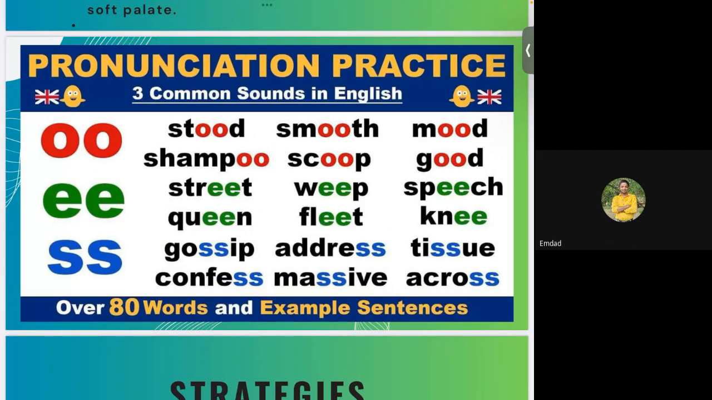Stood, smooth, mud, shampoo, scoop, good, straight, whip, speech, queen, read, knee, gossip, address, tissue, confess, massive, across.